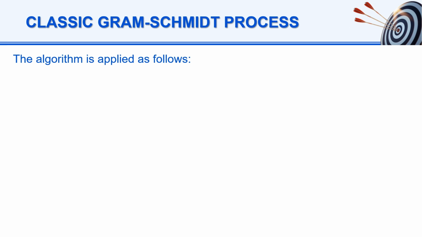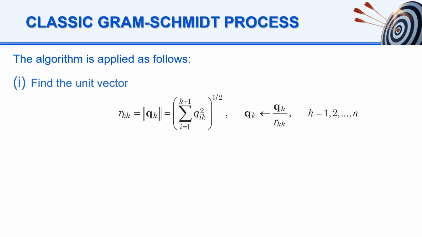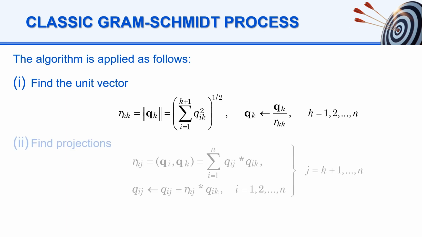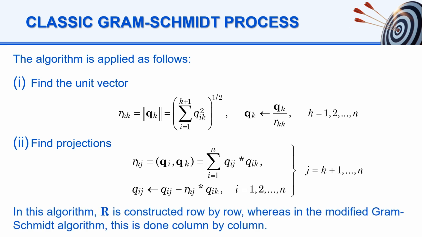The algorithm is applied as follows. Find the unit vector. Find projections. In this algorithm, the matrix R is constructed row by row, whereas in the modified Gram-Schmidt algorithm, this is done column by column.